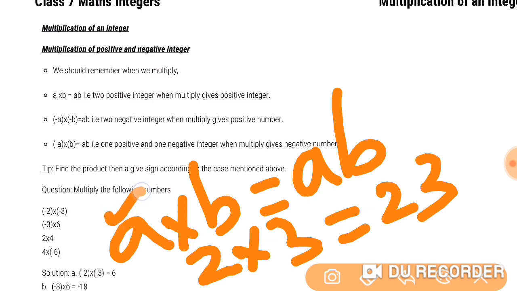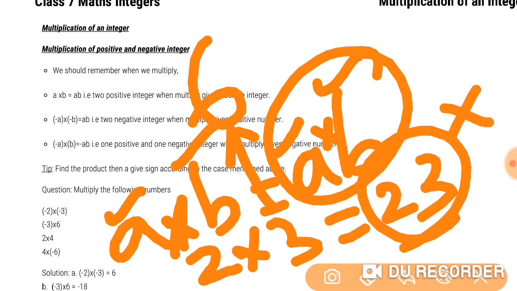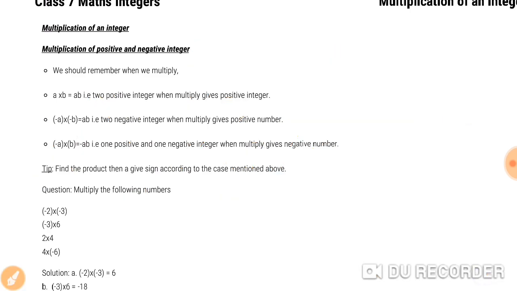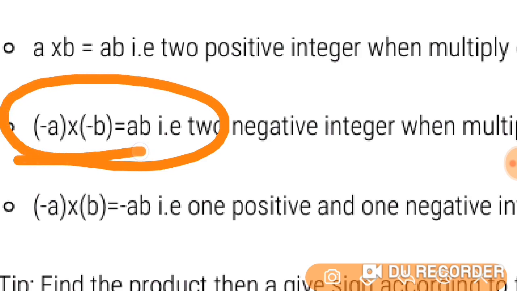Because a is any number and b is any number, and in between there is a sign of multiplication, which means we can multiply them. But if you write 2 and 3 together, 2 into 3 is 6, but not 23. So whenever a negative number comes, as I have just explained, we must not forget to write the brackets.